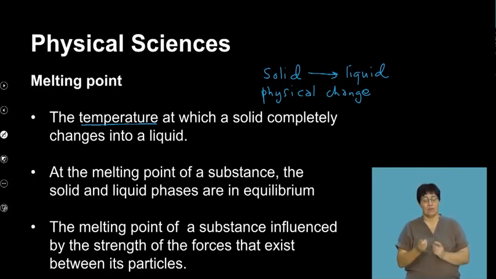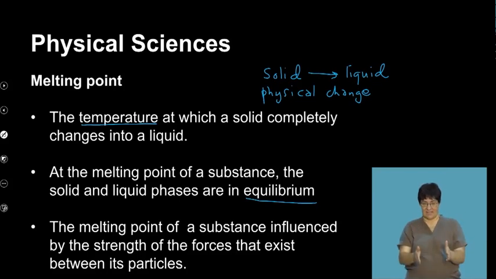So at the melting point of a substance, the solid and the liquid phase are in equilibrium. What this means is that we have a solid coexisting with a liquid. So this change is in the direction from solid to liquid. When we talk about equilibrium, we talk about a state of balance. For now, let's think of it in terms of the state of balance between the two phases.